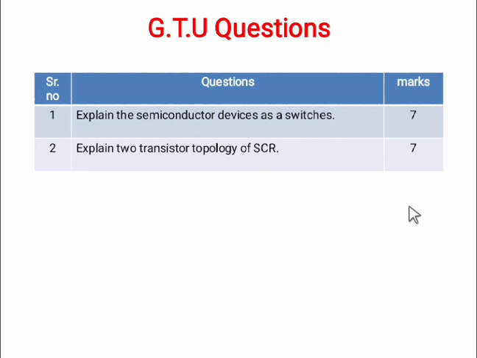GTU questions. The first one is: explain the semiconductor device as a switch, in which we have to explain all the semiconductor devices and how we can use them as an AC switch or a DC switch. The second one is: explain the two transistor topology of SCR, in which you have to explain transistor 1 and transistor 2, and how the SCR will turn on after the gate signal is applied.